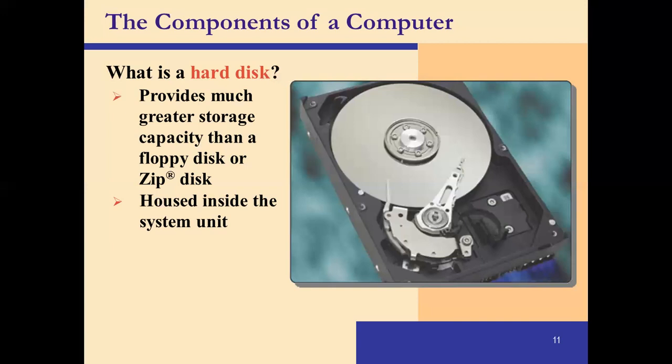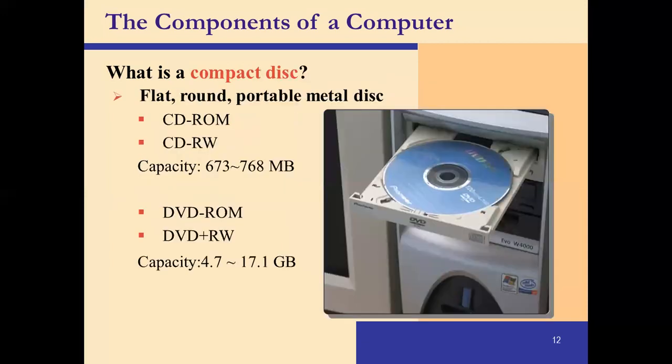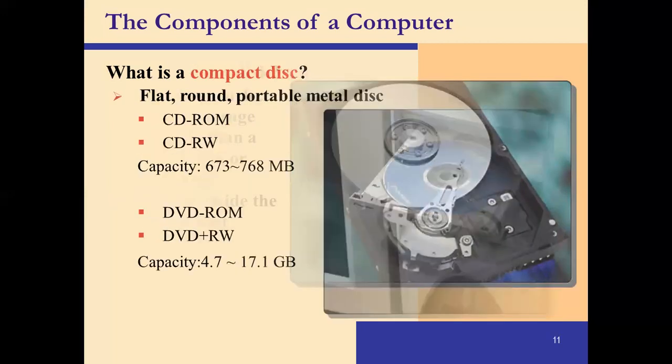There are two types of hard drives. One is the SSD and the other is the simple compact HDD. SSD has its own memory and runs your computer faster than the simple hard disk. It is housed inside the system unit.